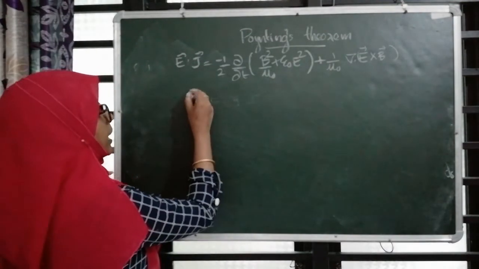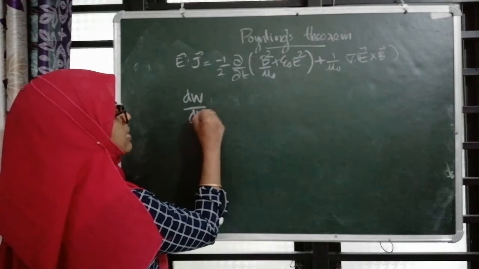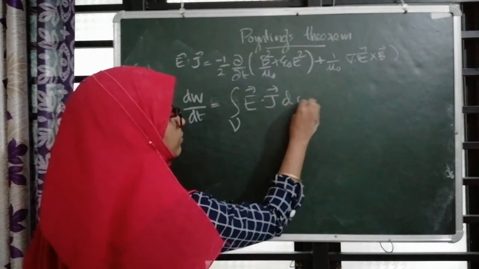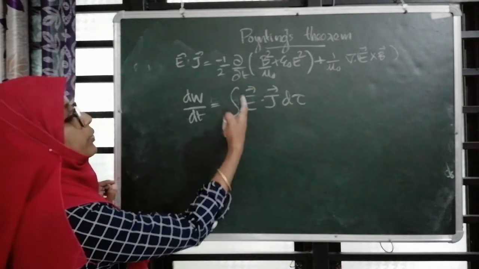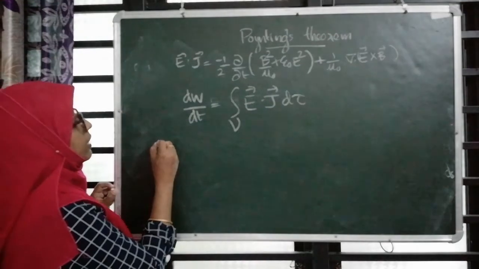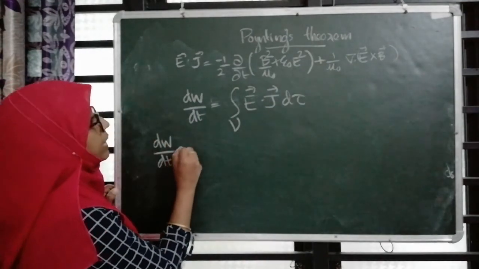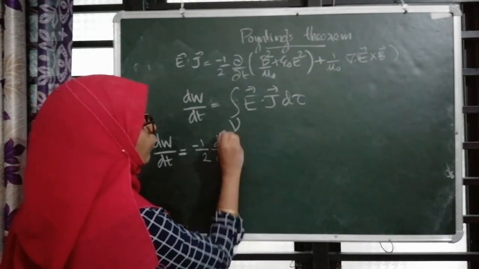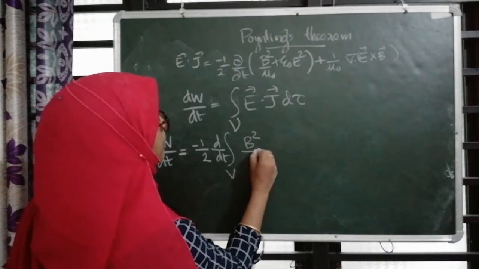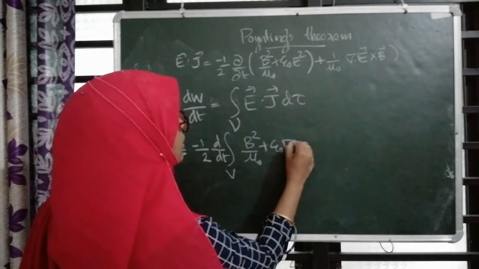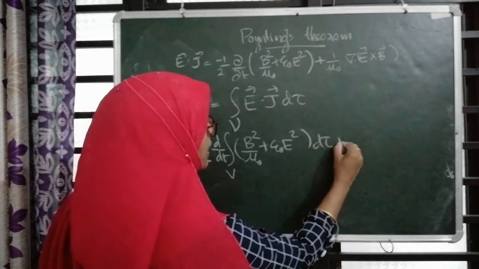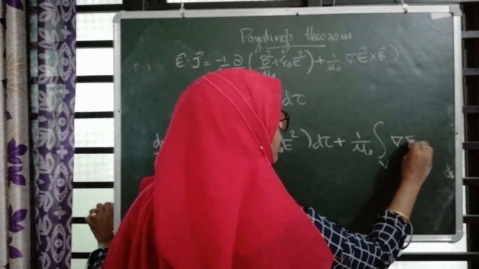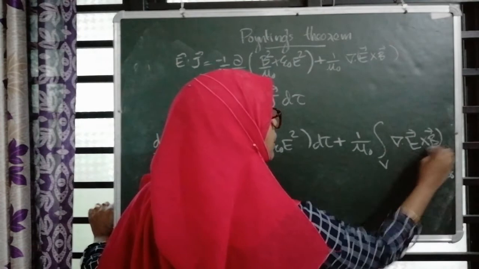From equation 1, we know dW by dt is equal to the volume integral of E dot J d tau. Now I am going to substitute E dot J from this equation. Then dW by dt will be equal to minus 1 by 2 d by dt volume integral of B squared by mu 0 plus epsilon 0 E squared d tau, plus 1 by mu 0 volume integral of del dot E cross B d tau.